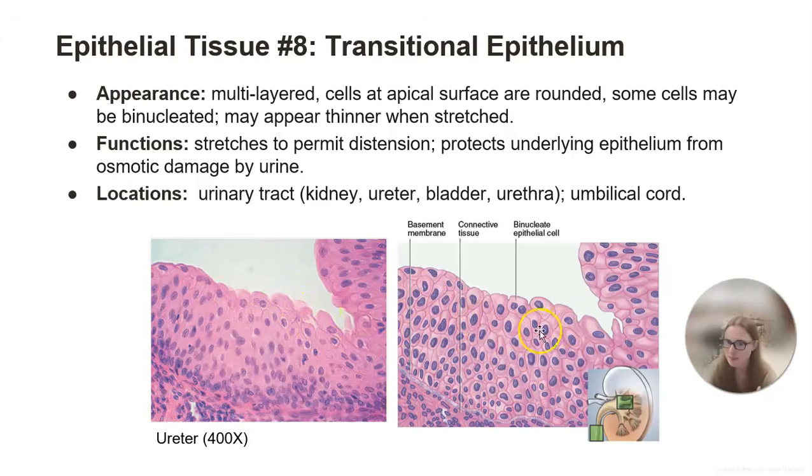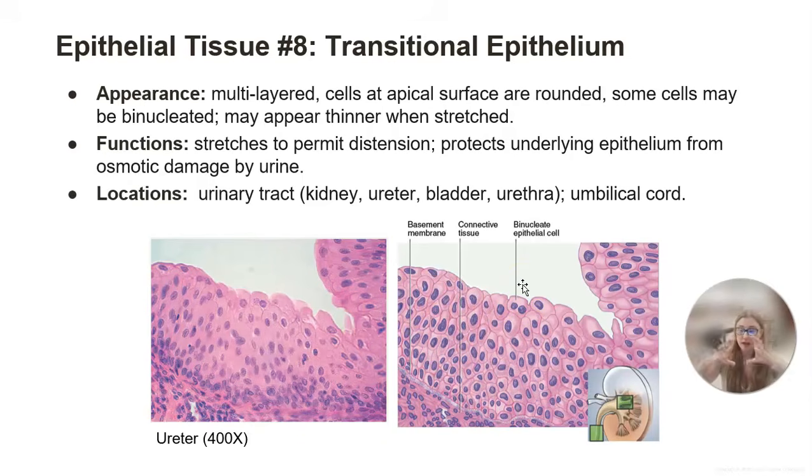We also sometimes see binucleated cells in this tissue type. So all of our other epithelial tissues had single nuclei, or in the case of keratinized stratified squamous epithelium, might lose their nuclei and have no nuclei. In this case, we occasionally have cells that are binucleated. So bi means two nuclei, so cells that contain two nuclei in them.